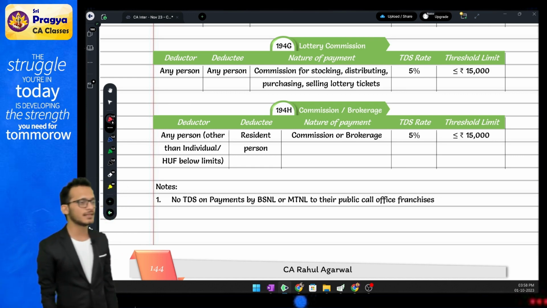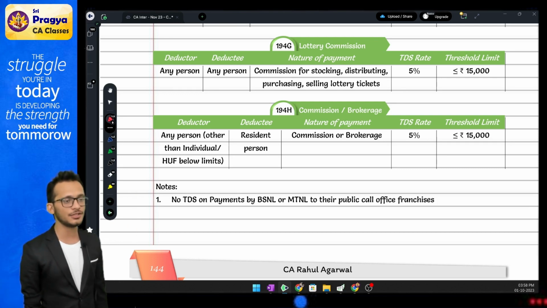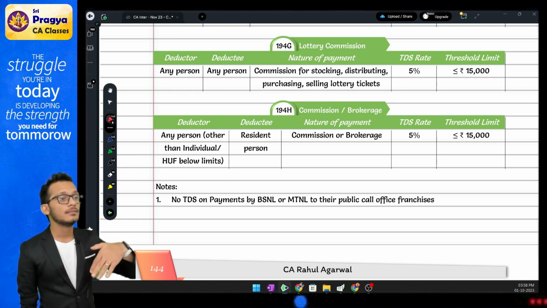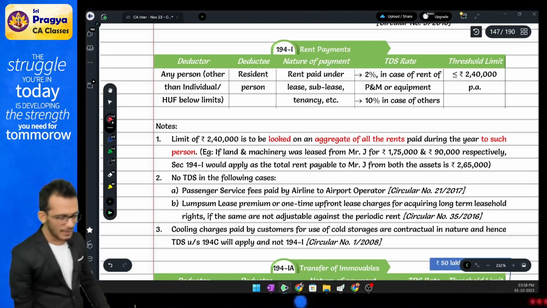Rahul, how do you decide whether it's a commission or not? Check whether it's a principal agent relationship. If there is a principal agent relationship, it is commission. If not, it is C or J.